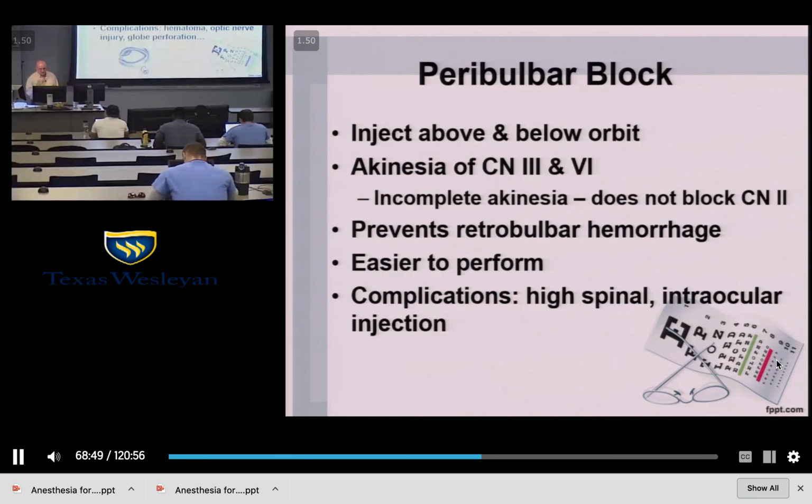The peribulbar block does not have the risk of globe injection or globe puncture. That patient has an injection above and below the globe, and it provides akinesia of cranial nerves 3 and 6.